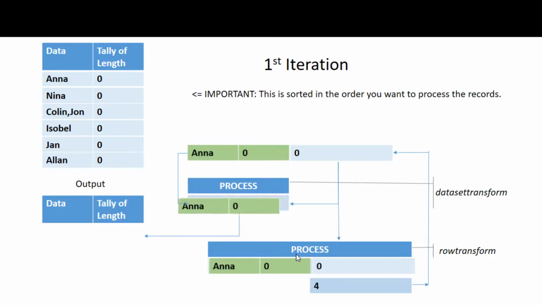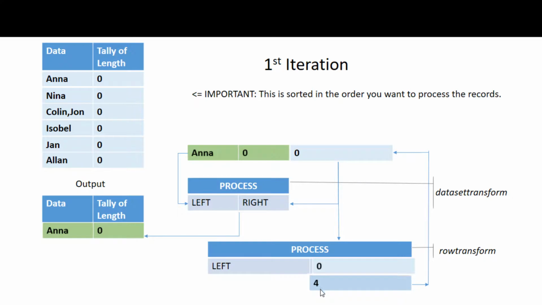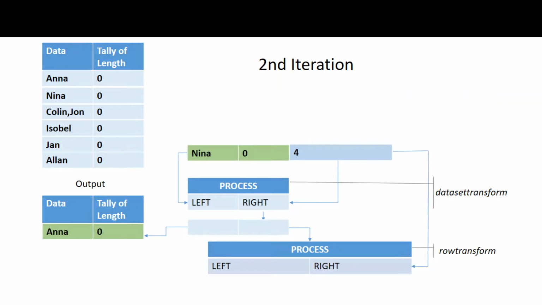So let's run that. So there we are, the two transforms have run. The dataset transform generated the first output record, and the row transform generated the input for the right hand side on the next iteration. In this case, I've just summed the length of Anna with the current tally to get 4. So there we are, that's becoming the next input, and Nina, the second record, is being drawn in for the start of the second iteration. So here we are at the state at the start of the second iteration.